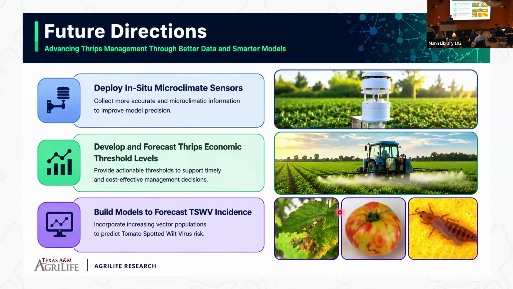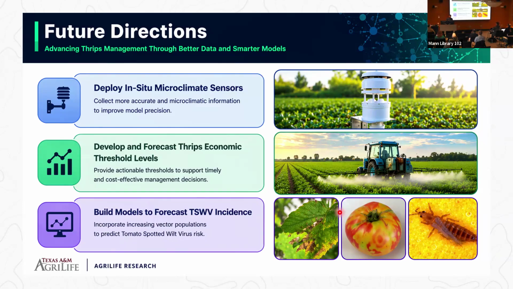Where we are going next with this is we want to first improve the data quality. Now, what we use is weather data from a weather station that was within a 1 mile radius. But because things are happening at the micro scale, the micro environment that thrips are experiencing, we cannot capture that quite yet. So what we want to do is deploy in situ microclimate sensors, so that will improve the model precision even further.